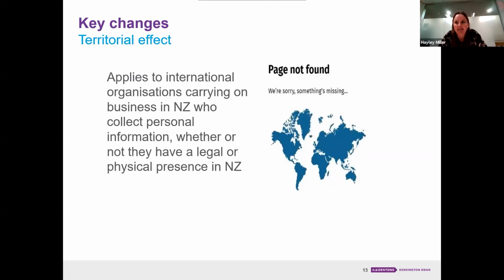So another big change, and this pretty much flows from the concept in GDPR of taking over the world, is that now we've got some clarity that the Act is intended to apply to international organisations carrying on business in New Zealand, collecting personal information, whether or not they have a legal or physical presence in New Zealand. And obviously this is a push in the direction of the laws applying to particularly online businesses, the likes of a number of platforms and social media, or businesses who are simply doing a lot of sales into New Zealand.